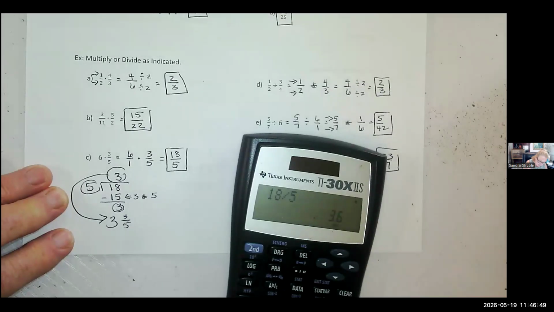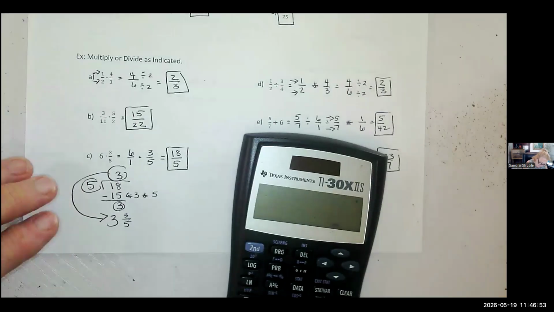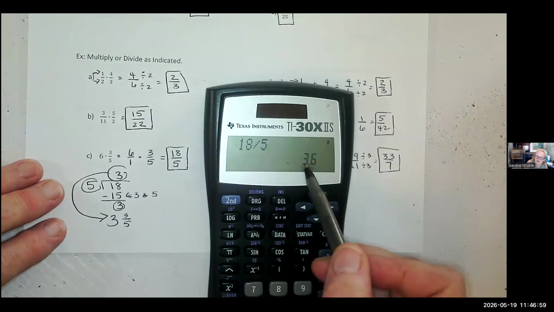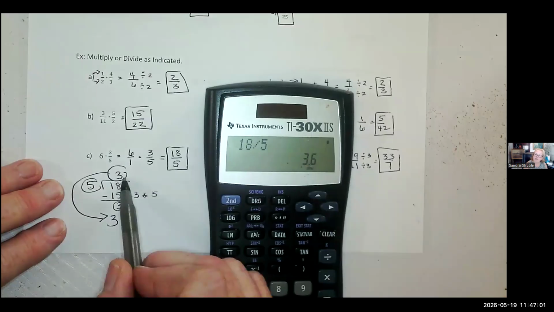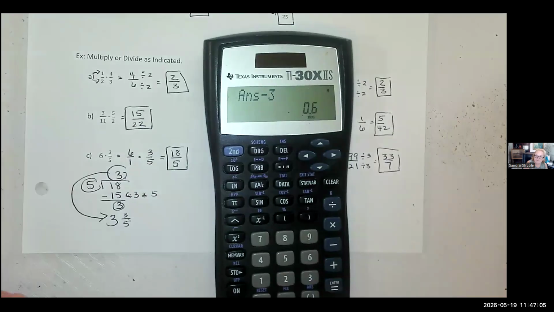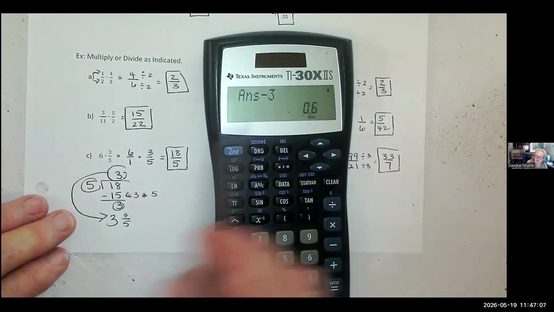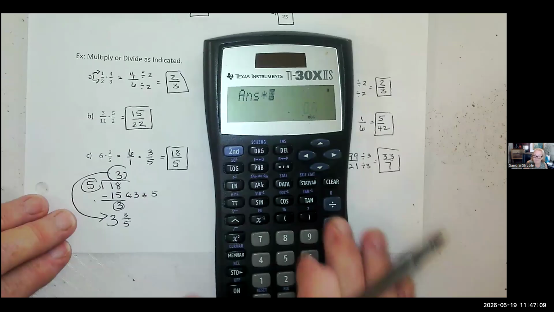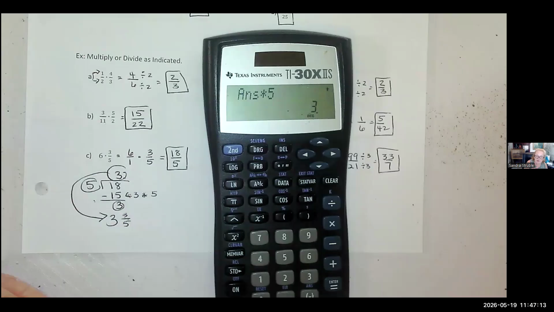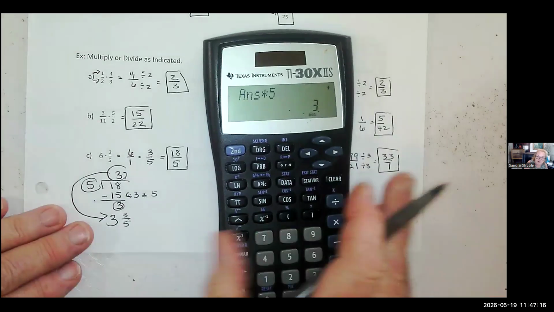So here's another way you can do it. If you take the 18 and divide it by 5, you get your whole number, the 3. Subtract 3, and you get 0.6. What is 0.6 times 5? The 3/5. That is the 3 for this one here. That's another way you can do it. I'll show you both ones for over here as well.